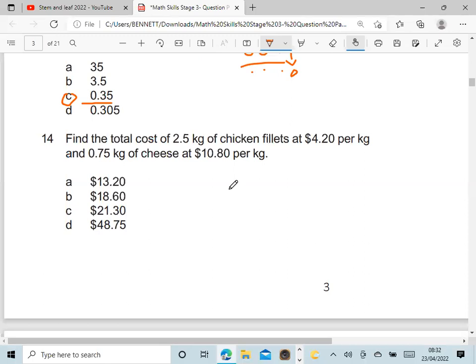All right, so it says find the total cost of 2.5 kilogram of chicken fillets at $4.20 per kilogram. So I'm going to guide you, right, by asking you some questions. If 1 kilogram costs $4.20, how much would 2.5 kilogram cost? So that's the question you ask yourself, right? If 1 kilogram costs $4.20, how much for 2 kilograms?